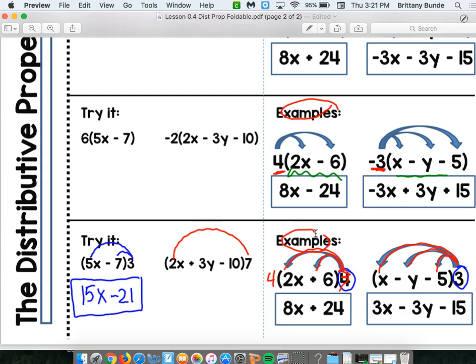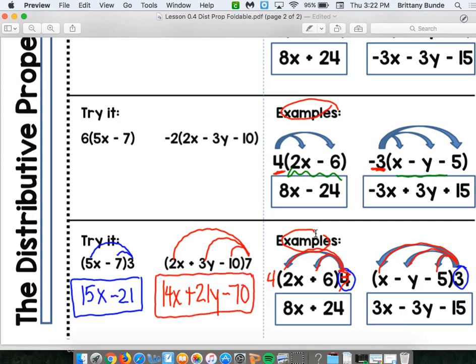Again, 7 times 2x is 14x. 7 times 3y would be 21y. 7 times negative 10 is negative 70. We rock. Good work, kids. Okay, so that should be it for our foldable, right? Okay, and then you should have one more handout to glue into your notebook, so take that moment right now to glue it in. Pause the video if you need to while I get the notebook back up here.